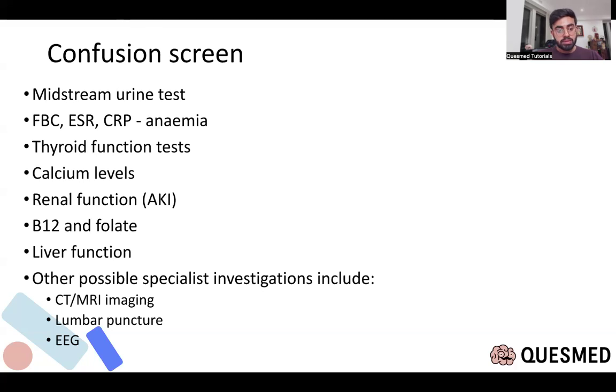B12 and folate, we've already talked about the importance of nutrition. And liver function, we're not necessarily thinking about encephalopathic features, but liver function does also decline with age. In terms of more invasive, more specialist investigations, things like a CT head or an MRI may be done. LPs, sometimes, not that often. And then even more rare are EEGs or electroencephalograms.